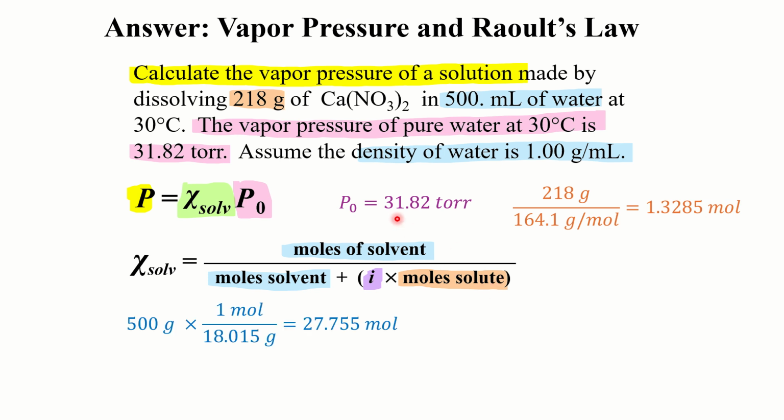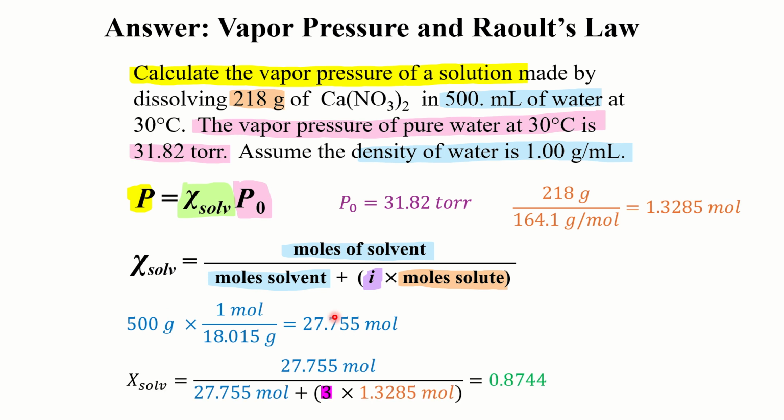Next, I'm going to calculate moles of solvent. So we have 500 milliliters of water. Right here, it says assume the density of water is 1 gram per milliliter. So 500 milliliters gives us 500 grams of water. I'm going to divide it by the molar mass of water, which is 18.015, and this gives me 27.755 moles of water. Now I can set up my equation.